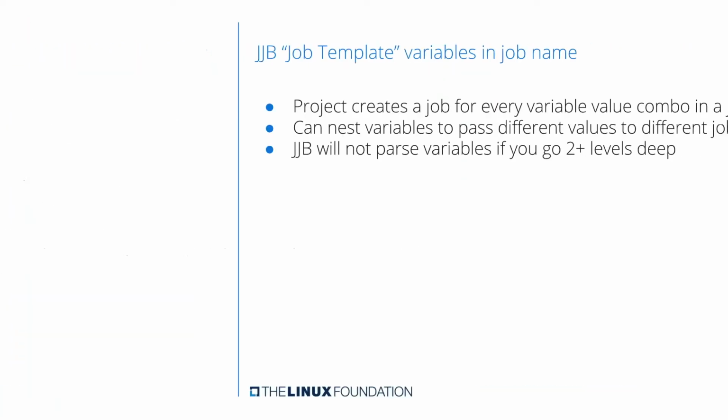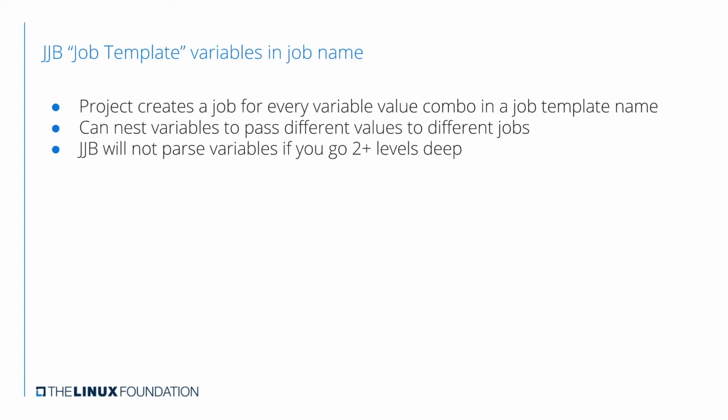Moving on. So your job template variables in the job name, right? So the project creates the job for every one of those. This is basically what I was talking about with that last example I was just giving, right? You can nest variables, but we can't recurse more than 2 levels deep, as one of my release engineers found to her woe just this week.